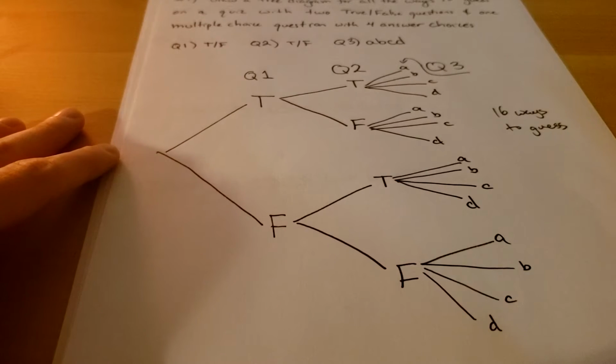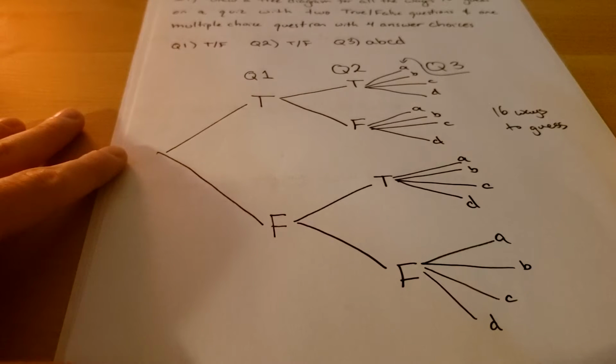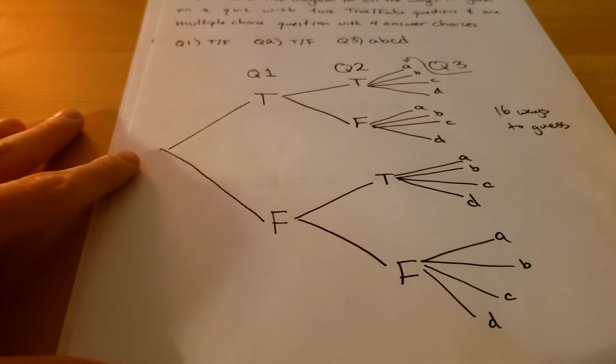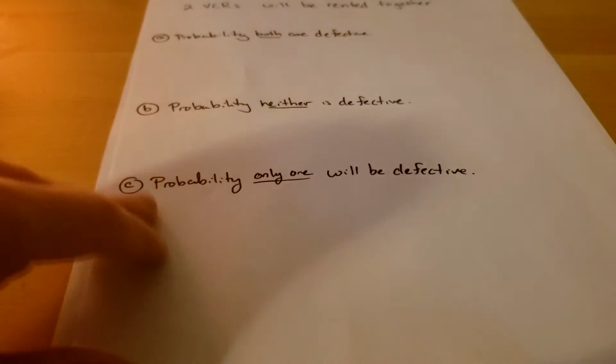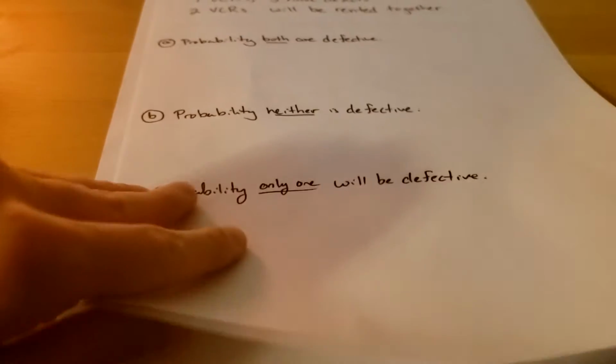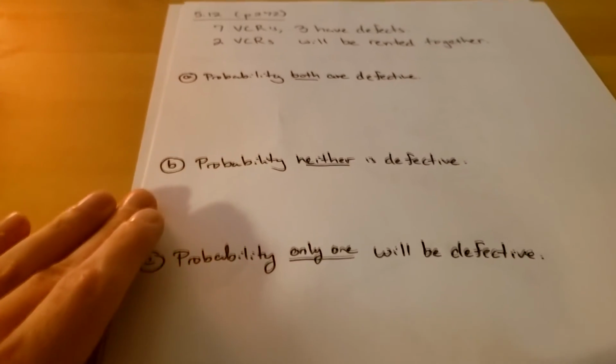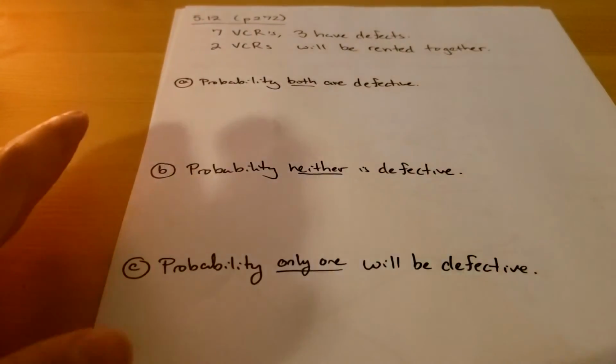All you had to do in this question was draw out the tree diagram. You didn't have to generate the sample space. Some of you did, which is good, had you been asked additional things about this, but we didn't have to do that. So now let's look at question 5.12 on page 272.